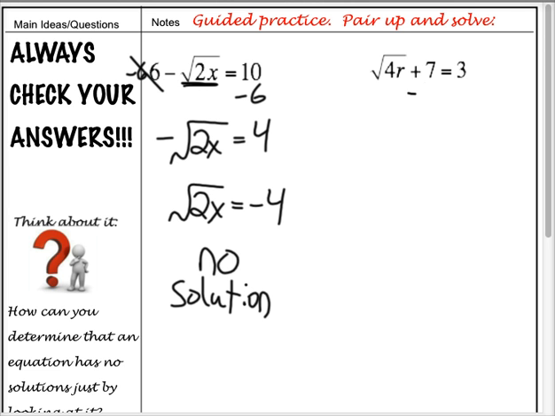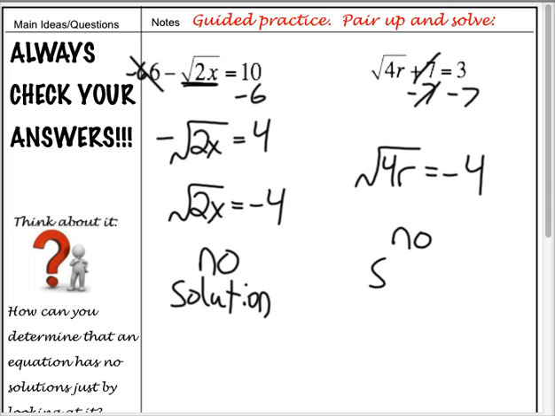So let's take a look at this one. I'm going to subtract 7 from both sides. Our first goal is to get the square root by itself. However, when we do that, notice what just happened. We ended up with that same situation. We have a square root that is set equal to a negative number. So when this happens, we can immediately end our process. We don't have to continue solving, because there is going to be no solution for this problem. That's the end of our story.